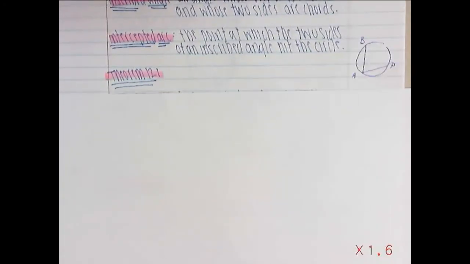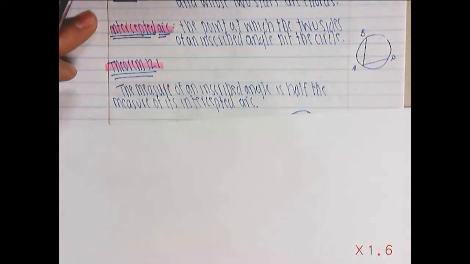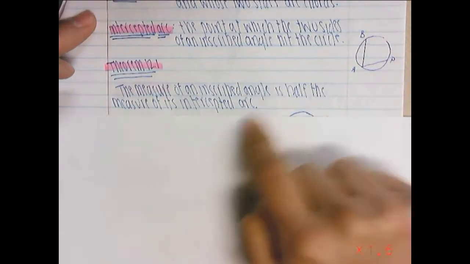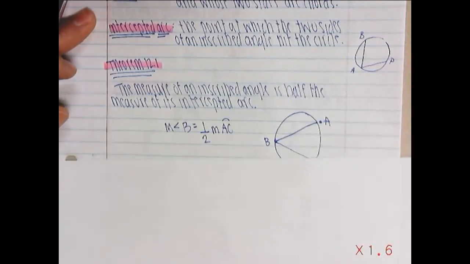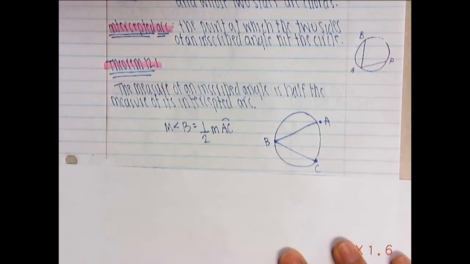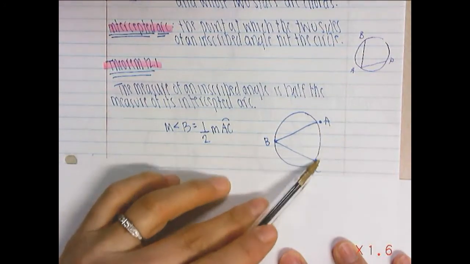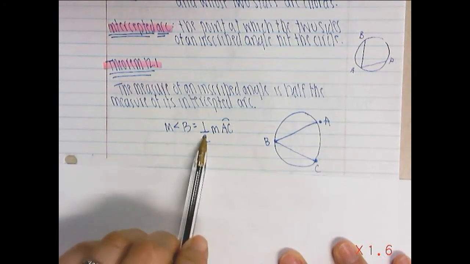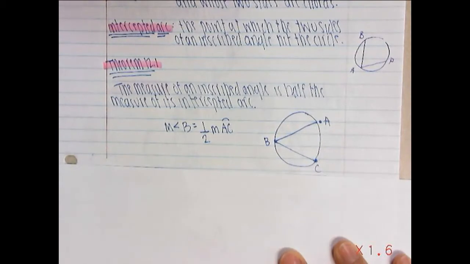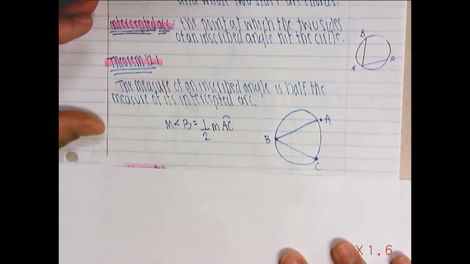Okay, so Theorem 12.1: the measure of an inscribed angle is half the measure of its intercepted arc. So whatever this arc is, this angle here is going to be half as much. The measure of angle B is always half as much as this arc. That's what Theorem 12.1 states.